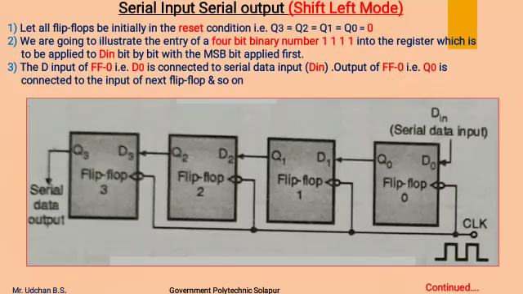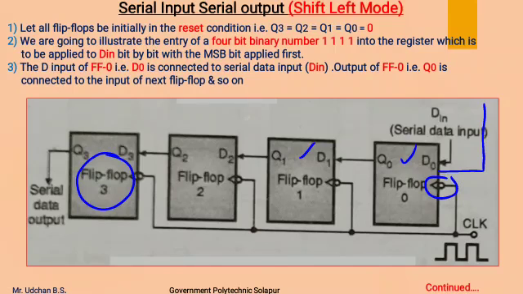Now this serial input serial output register is of 4 bits, consists of 4 D flip-flops which are negative edge triggered, having a common clock pulse connected to each one. The first flip-flop output is connected as a D input to the next flip-flop. The serial data input is given to the D input of the first flip-flop, and data output is taken from flip-flop 3 in the form of serial data output.